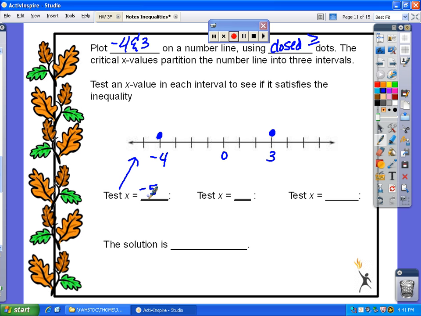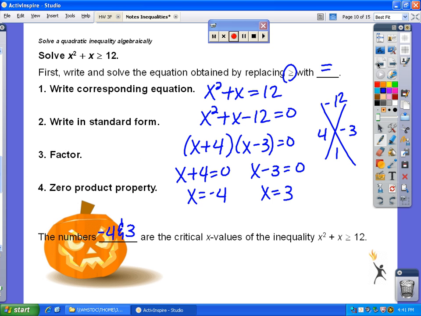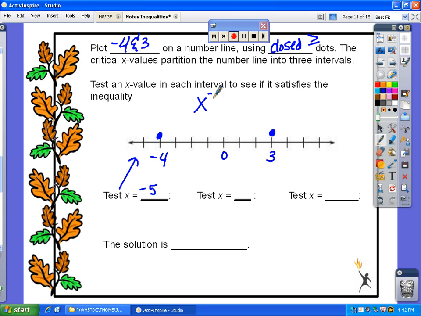All right, let's go back to the original question. So we're going to go x. So I've got x squared plus x is greater than or equal to 12. We're plugging it into that. So what is that? 25 minus 5 greater than or equal to 12. Is 20 greater than or equal to 12? That's true. So that means we're going to graph this part of our graph.